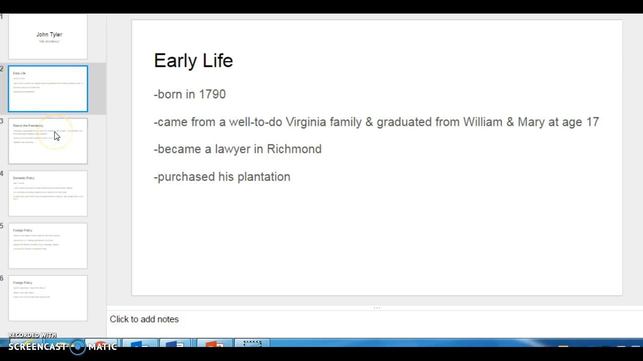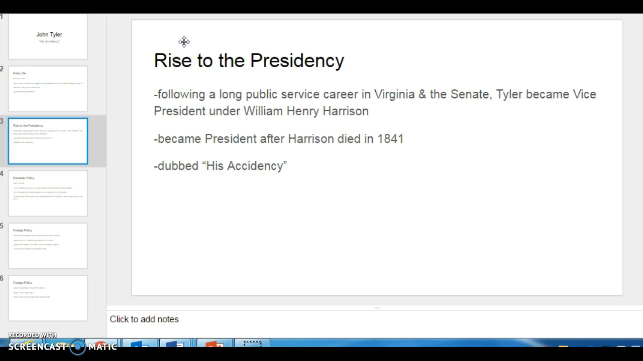His rise to the presidency. He had a 20-year plus public service career in Virginia. He was the governor of Virginia, the senator from Virginia, and he was the president pro tempore of the Senate. And after all this, he became vice president under President Harrison, and then obviously he became president after Harrison died in 1841.